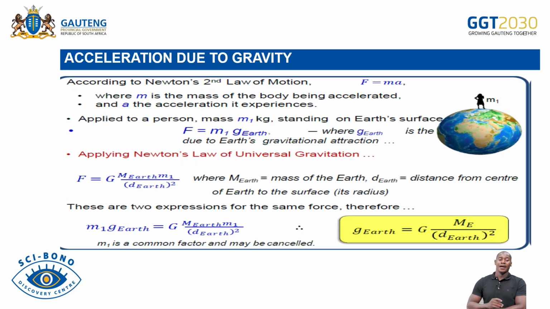Right. Now let's move to acceleration due to gravity. Okay. So acceleration due to gravity on planet Earth, I hope we are aware. We have acceleration due to gravity on planet Earth, which is 9.8 meters per second squared downwards. Okay. So when it comes to acceleration due to gravity, how do we calculate it?